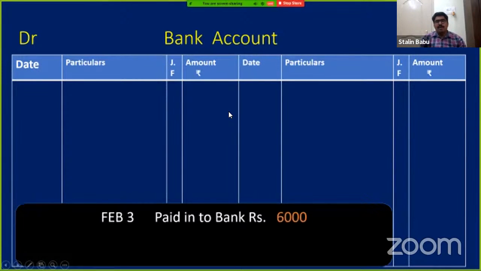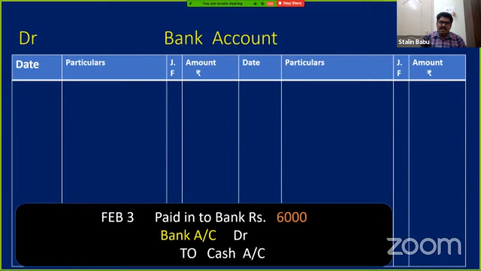On February 3rd, paid into bank 6,000. So what is the journal entry? Bank account debit to cash account. Which account are we preparing? Bank account. Is the bank account debited or credited here? It is debited in the journal entry. So bank account is debited, and we have to post on the debit side.